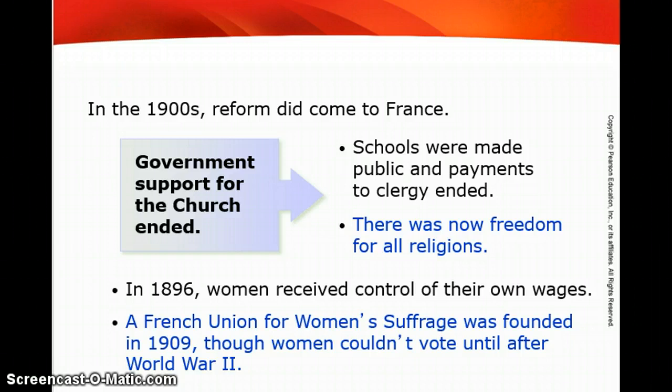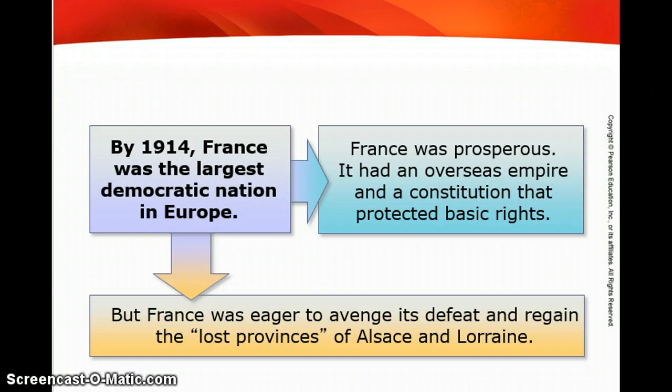In the 1900s, reform did come to France. Government support for the church ended, schools were made public, and payments to clergy ended. There was now freedom for all religions. In 1896, women are finally getting some control, although they will not get the right to vote until after World War II. By 1914, France was the largest democratic nation in Europe.